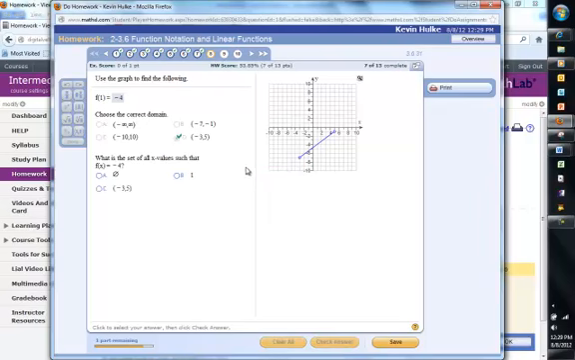And then, where do you get negative 4? What value of x gives you negative 4? Looks like x is 1.